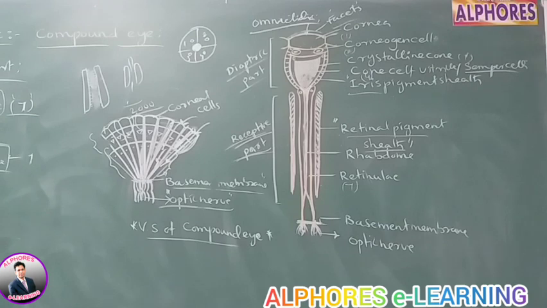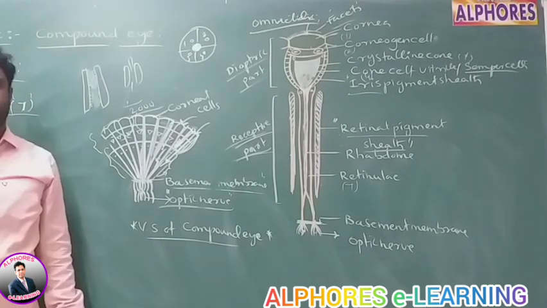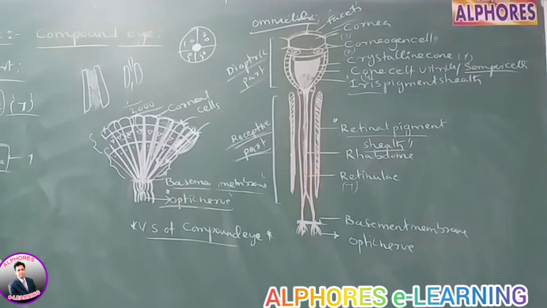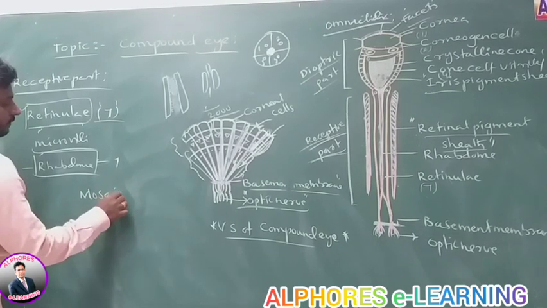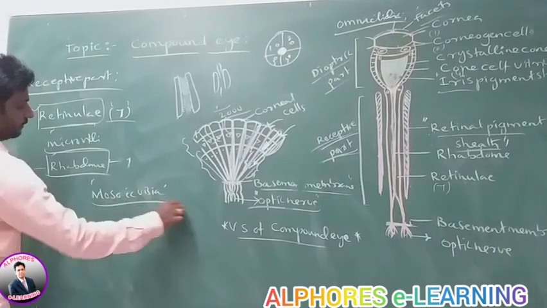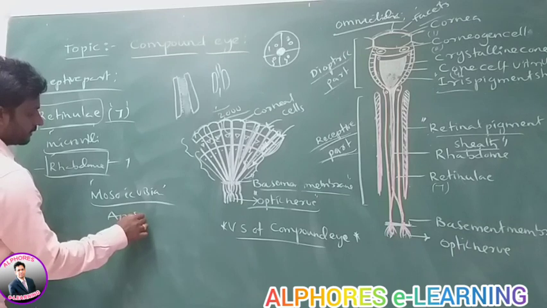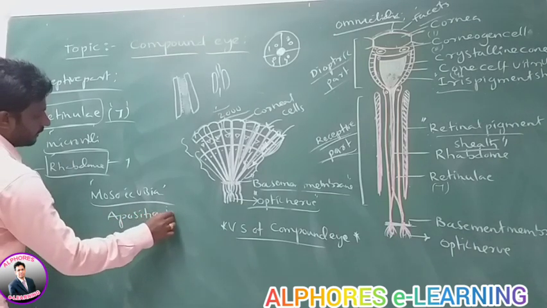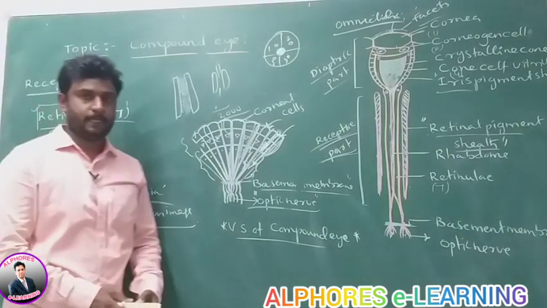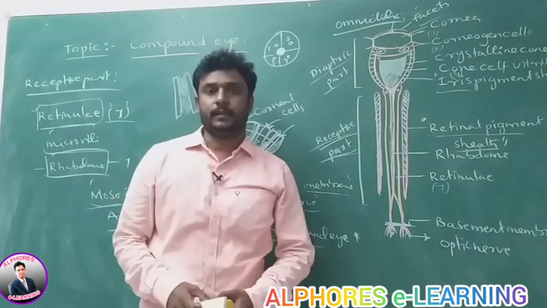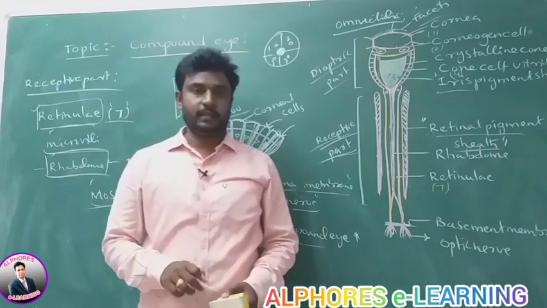Then, how does the compound eye function? The compound eye of the cockroach is useful for vision, and the vision formed by the compound eye of the cockroach is called mosaic vision, or apposition image. This image is formed by the fusion of several small images.